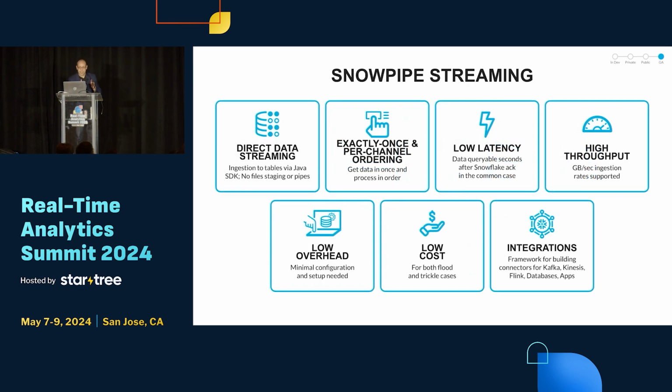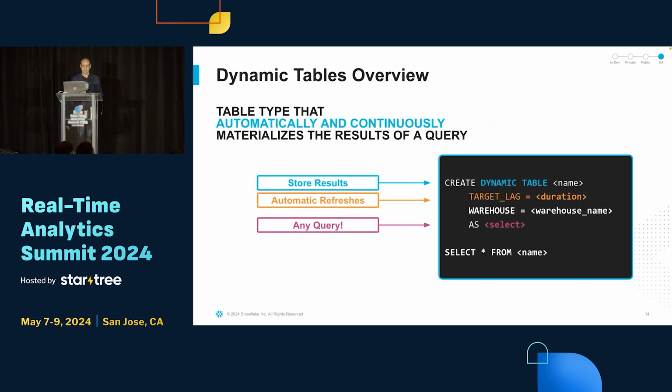And going deeper into Snowpipe streaming, as I told you, you can just use the Java SDK, no files to stage. It does exactly once, and per-channel ordering, low latency, high throughput, gigabytes per second, not terabytes. The configuration is really minimal. We can go back to the Java code where we were setting up the channel to stream to, low cost. And it connects with the major players in this area.